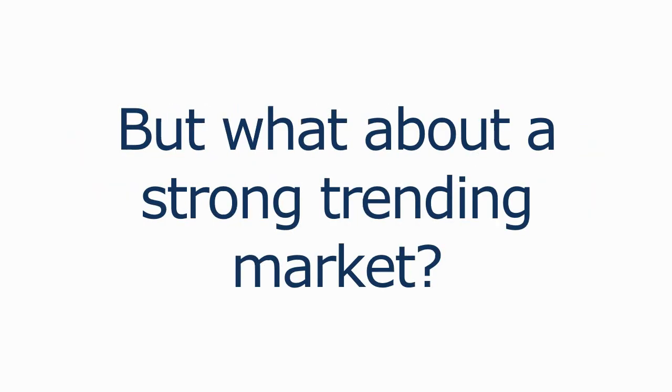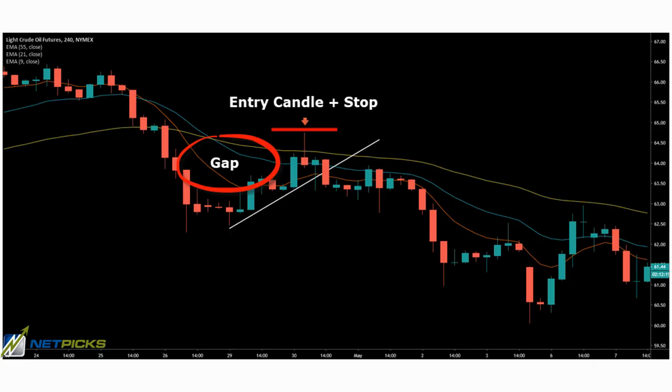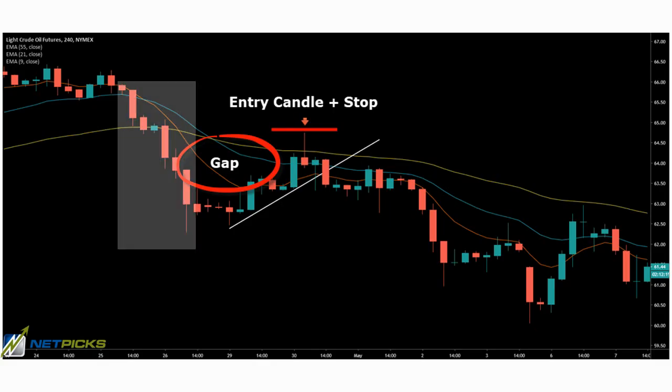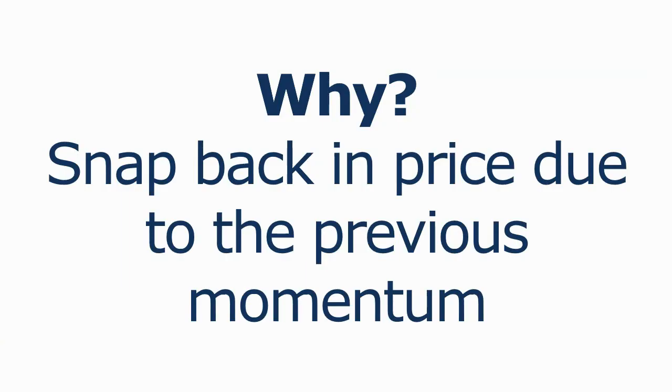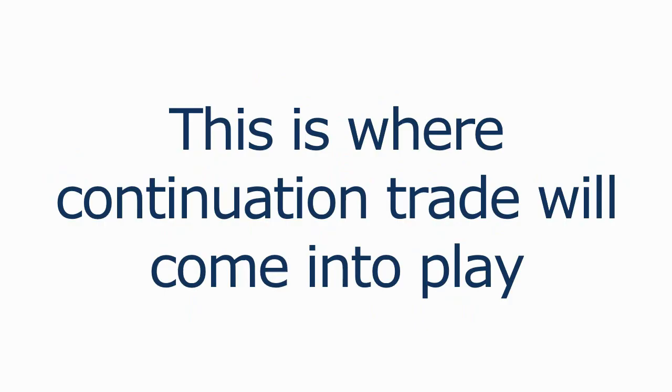But what about a strong trending market? So I want to go back to the crude oil chart, and I circled a gap in the averages and how far prices moved from the averages. Price dropped with momentum. And although the cross of the averages is a trade, you may have had trading plan rules in place forcing you to stand aside. Why? Because you would expect a snap back in price due to the previous momentum.